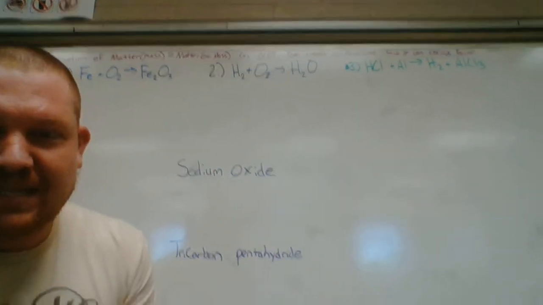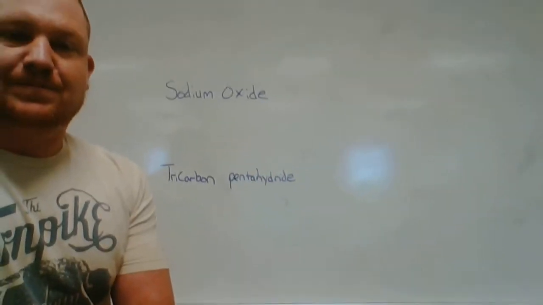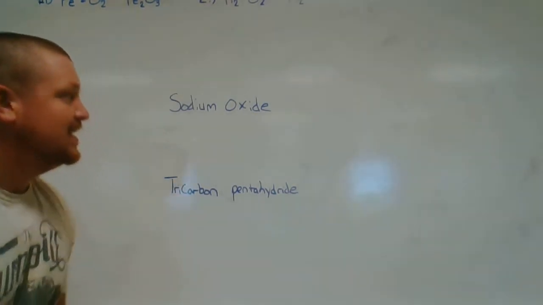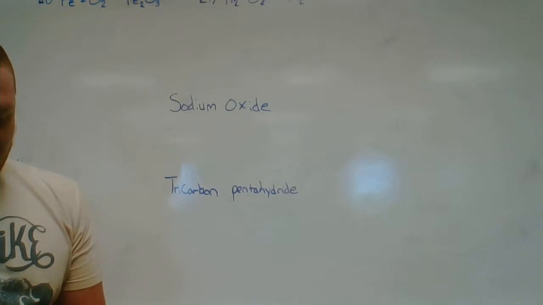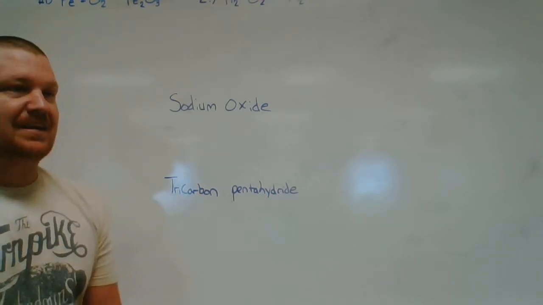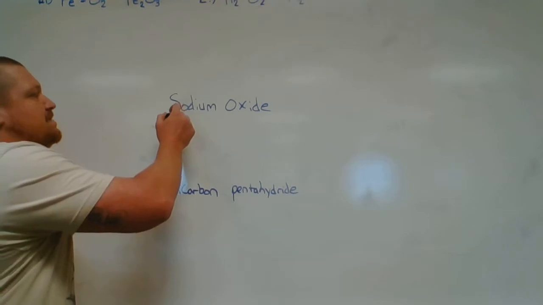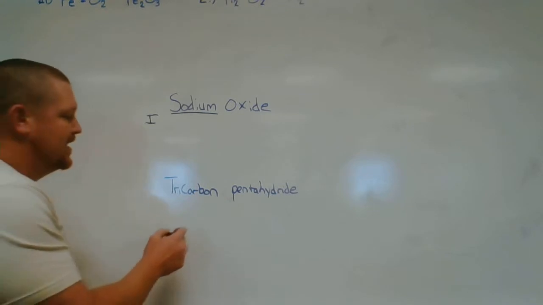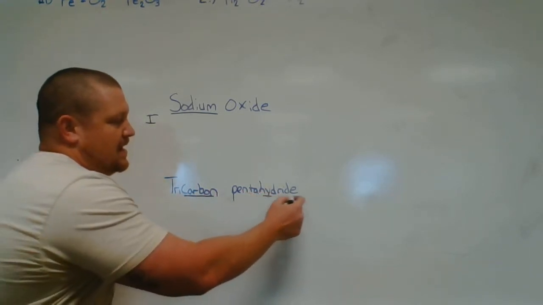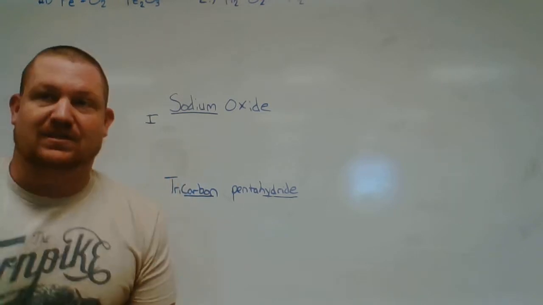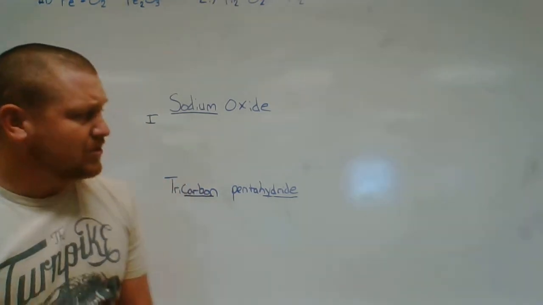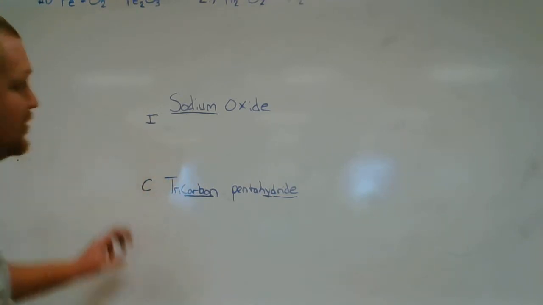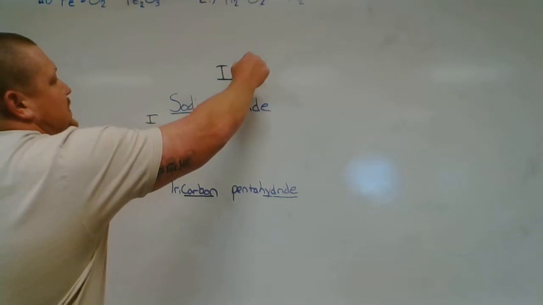Alright, I'll start off with writing the formulas for some compounds. So here we have sodium oxide and tricarbon pentahydride. The first thing we must do before we write the formulas is identify if it's ionic or covalent. Here we have sodium, which is a metal ion. That's going to be our indicator that this is ionic. Here we have carbon and hydrogen. Neither one of those is a positive ion or a metal, so we know that this one is covalent. They're going to have two different sets of naming under the IUPAC naming system.